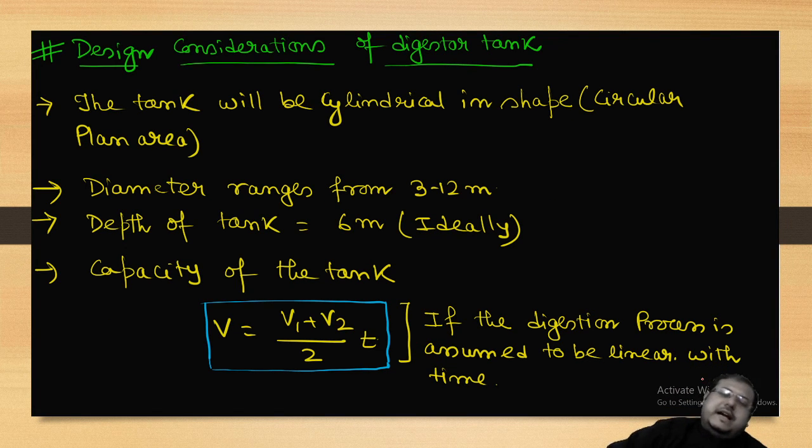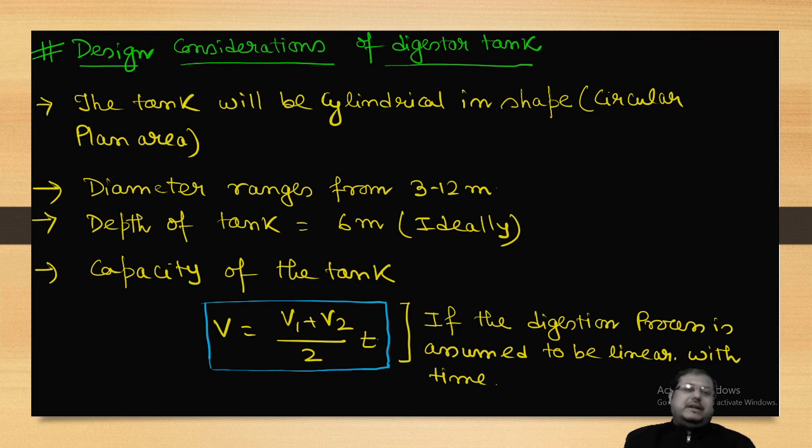Now, the design considerations of digester tank. The tank where this whole thing will be carried out will be called a digester tank. What will be the design consideration? The tank will be cylindrical in shape with circular plan area. Diameter ranges from 3 to 12 meter. Depth of the tank ideally will be 6 meter.